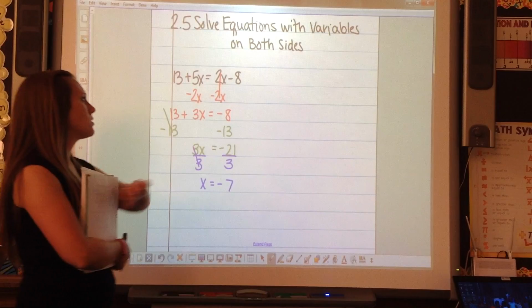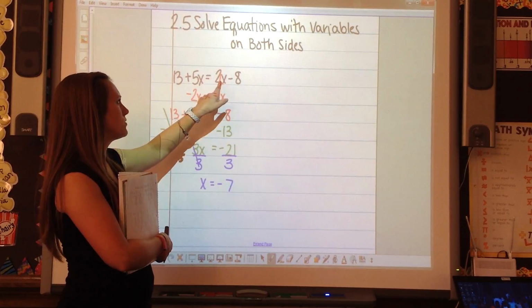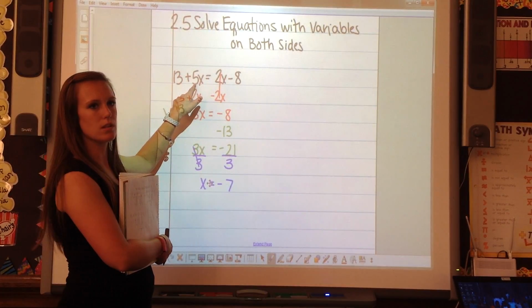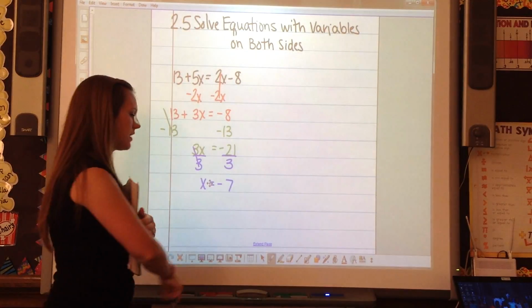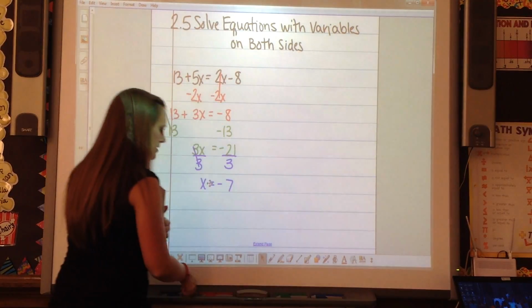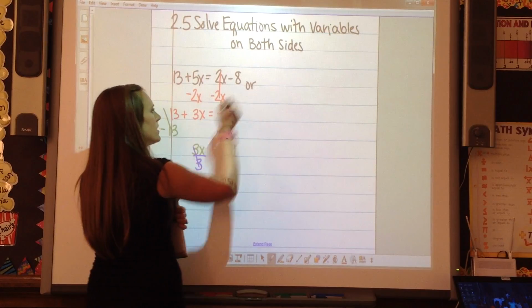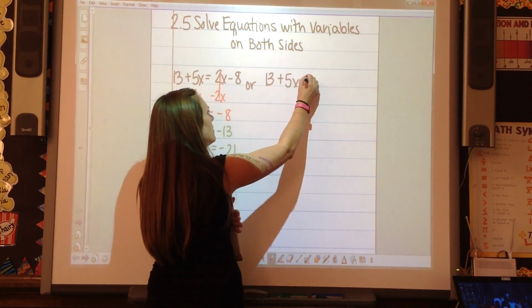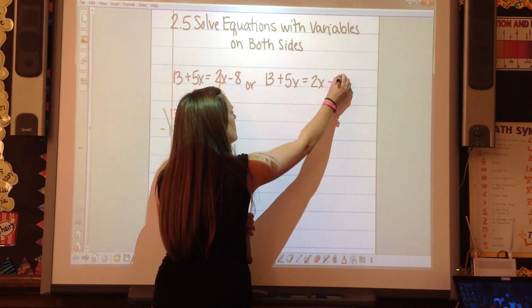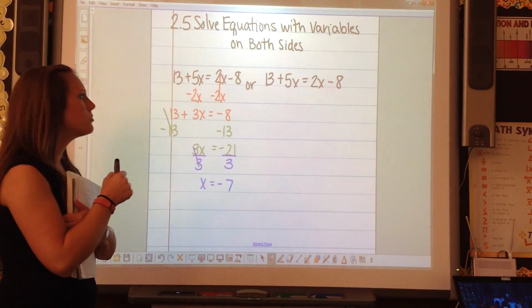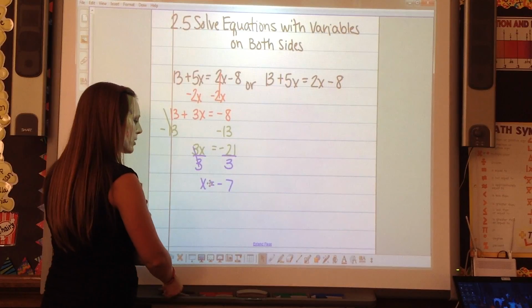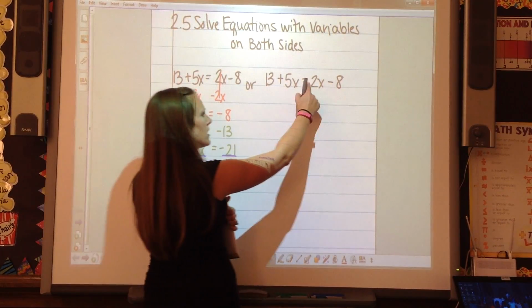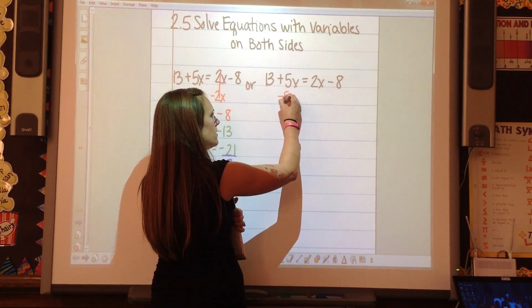Okay. So what I did in this problem is I moved the 2x over to the left side and collected all the variables on the left side. You would get the same answer if you collect the variables on the right side. So let's try it the other way. Instead of bringing the 2x to the left side, I'm going to bring the 5x to the right side. I'm going to collect all the variables on the right side.